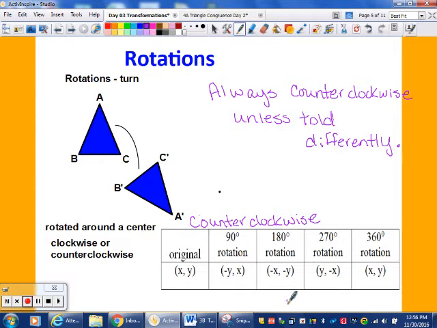Okay, but here's something funny. If you're told to do it clockwise, then you can go backwards from counterclockwise. If I go clockwise 90 degrees, that's the same as going counterclockwise 270. Okay? 180 is still 180. That one didn't change. But if I'm going clockwise 270, it's the same as counterclockwise 90.